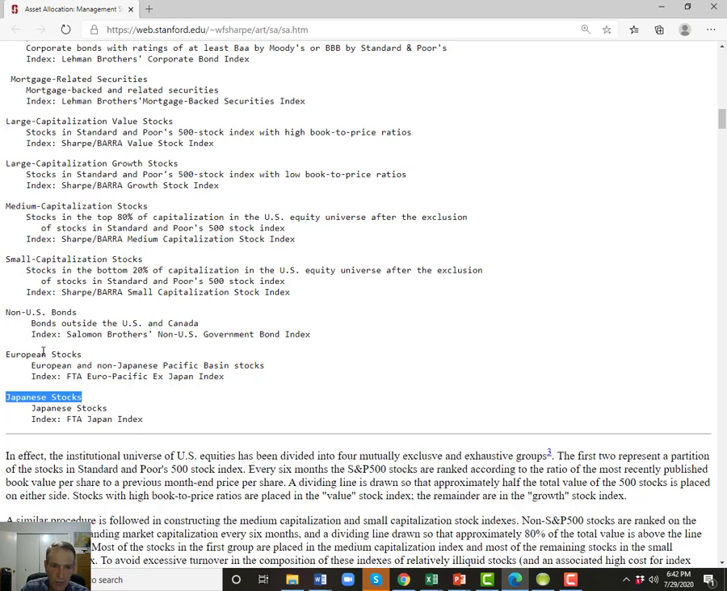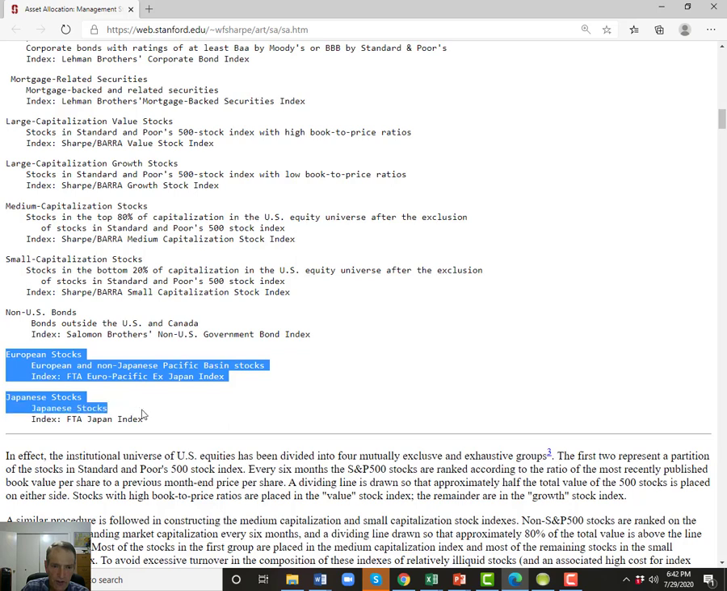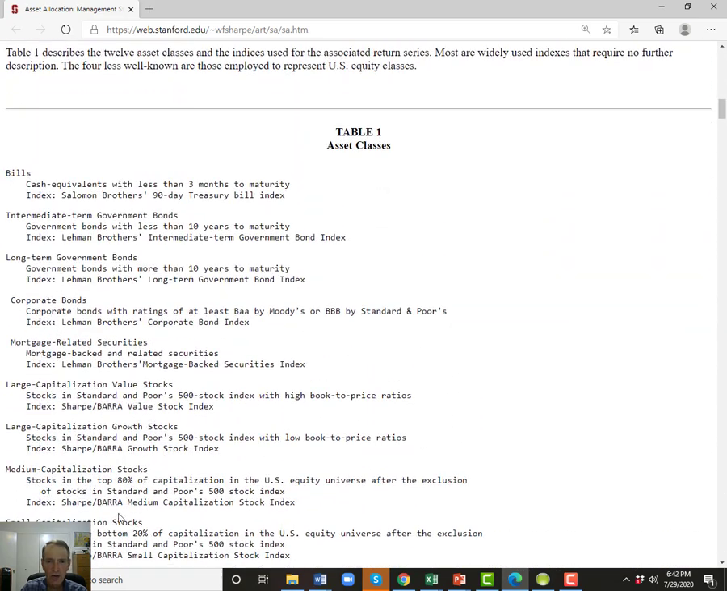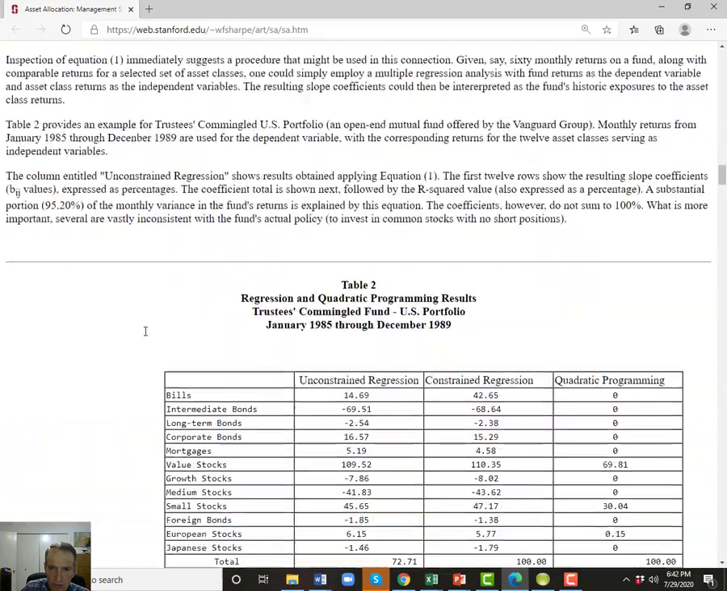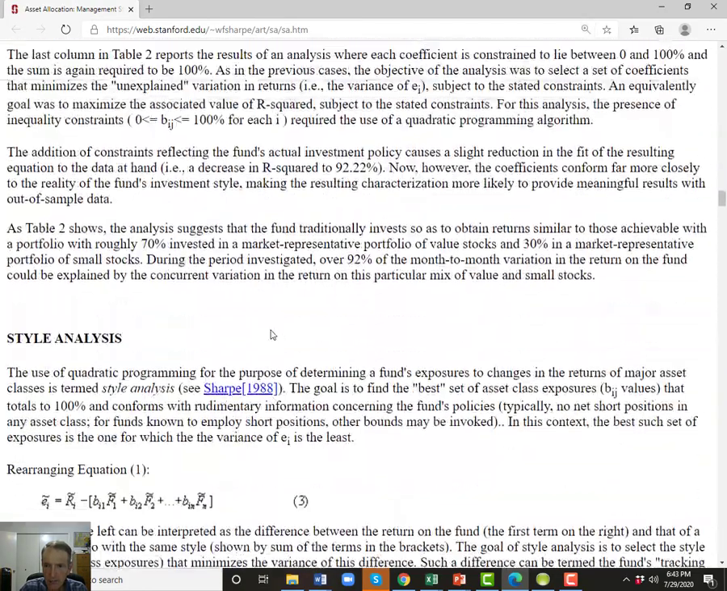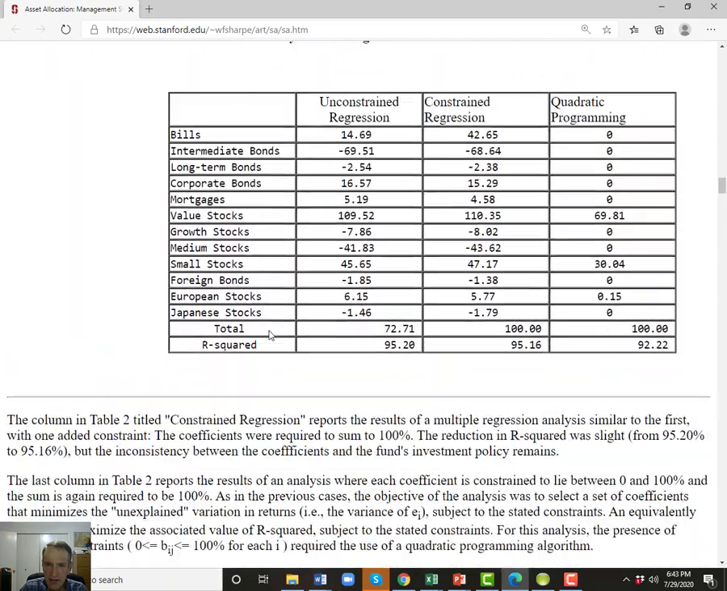So today when we're looking at European and Japanese stocks, we're going to be looking at developed market stocks and emerging market stocks. We're going to break it up a little bit differently. But he's using a similar approach. I wish he would update this paper to today, because I'm sure he would get very different answers today. There's just one last section I want to show you. Come down to Table 2. And I think this will help you understand style analysis.